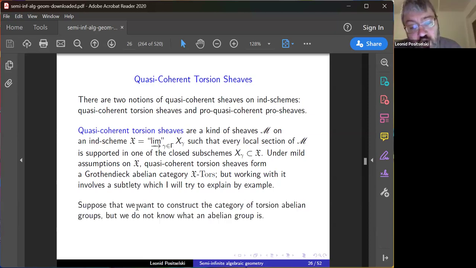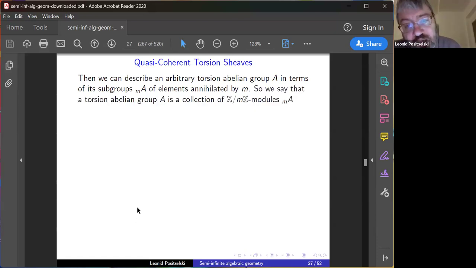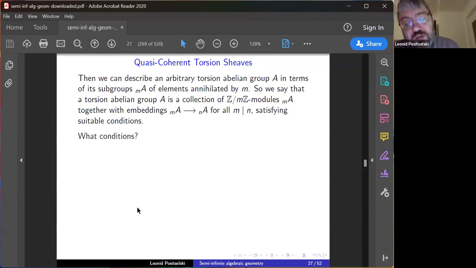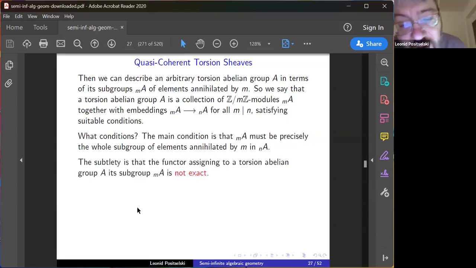Suppose that we want to construct the category of torsion abelian groups, but we don't know what an abelian group is. All we have are the categories of Z/mZ-modules for m greater or equal to 2. Then we can describe an arbitrary torsion abelian group A in terms of its subgroups of elements annihilated by m. So we can say that a torsion abelian group A is a collection of Z/mZ-modules A_m together with embeddings A_m into A_n for all m dividing n, satisfying suitable conditions. What conditions? The main condition is that A_m must be precisely the whole subgroup of elements annihilated by m in A_n.